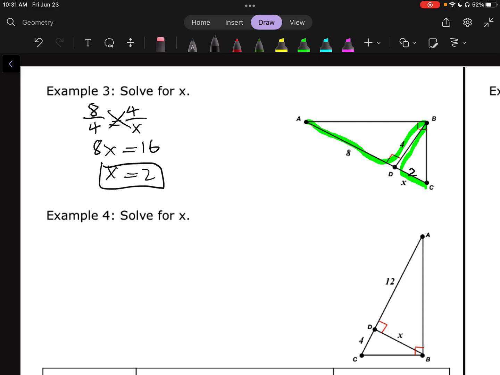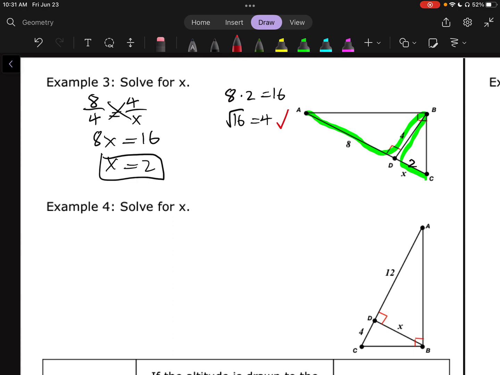Okay, now if x is 2, let's see if 4 really is the geometric mean. Well, we take the two pieces, right? 8 times 2, we get 16. The square root of 16 is, in fact, 4. So, yeah, 4 is the geometric mean of 8 and 2. The altitude is the geometric mean of the two pieces of the hypotenuse. Give ourselves a check because we checked our work.